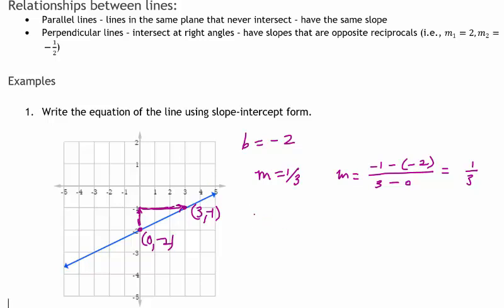Lastly, because we have the slope and the y-intercept, we're going to use slope-intercept form. y equals mx plus b, and therefore y equals 1/3 x plus -2, or minus 2.